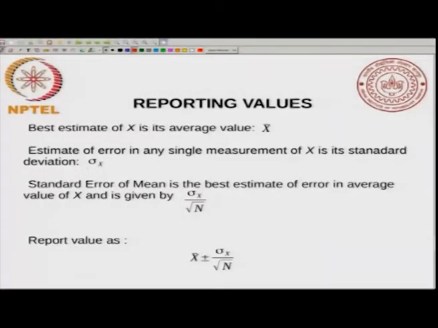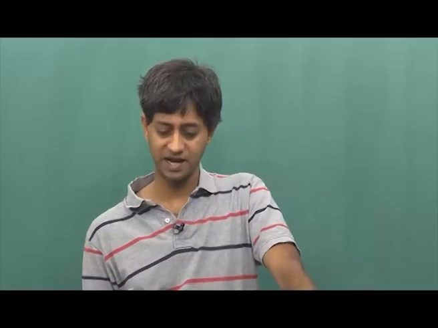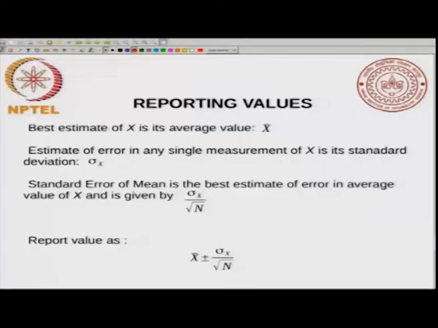Now, there is another quantity called the standard error of mean, which is the best estimate for the error in an average value of x. So, suppose you make n measurements and you report the value of x as the average value of x. What is the estimate of the error in this average value of x? And that is given by sigma x divided by square root of n. So, sigma x is the error in one single measurement, but the error in the average value is actually sigma x divided by square root of n.